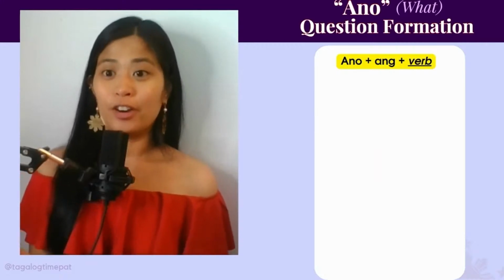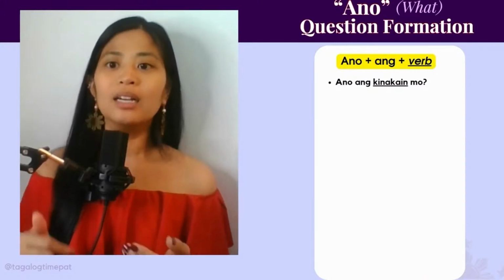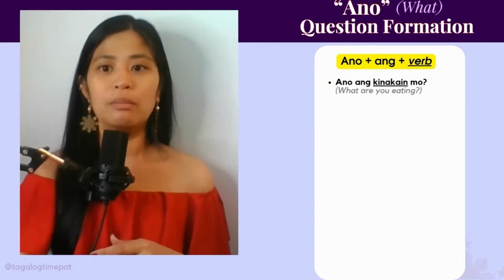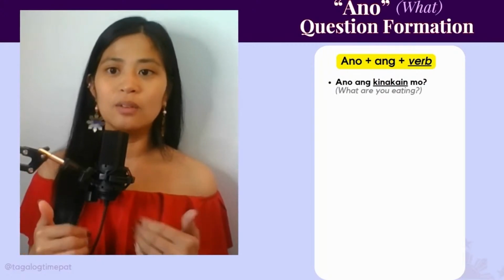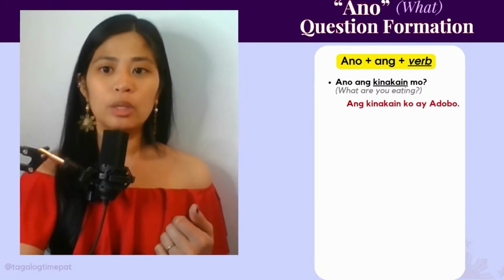I think aso ang dog sa Tagalog is a little bit more casual. Okay. Next, ano ang verb? So this is another way to use ano. So ano ang kinakain mo? Ano ang kinakain mo? That means, what are you eating? Kinakain is the present tense form of to eat. So what are you eating?